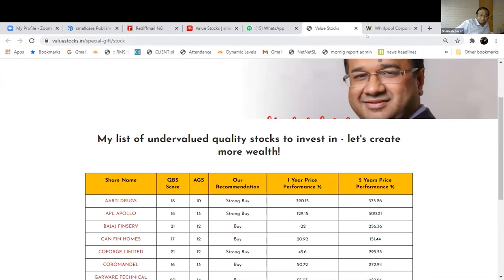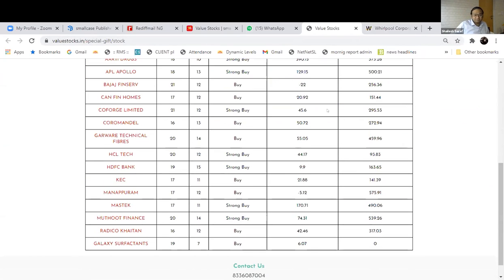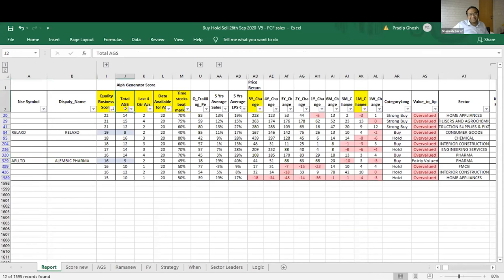Sir, why did you include Galaxy in this? Its AGS is 7. You know, it is not 7 actually, it listed late. Okay, got it. It is not 20 actually. Acha, its base is different. Base is different. I'll show you. Yeah, show the base.